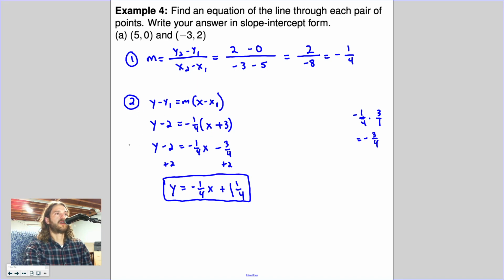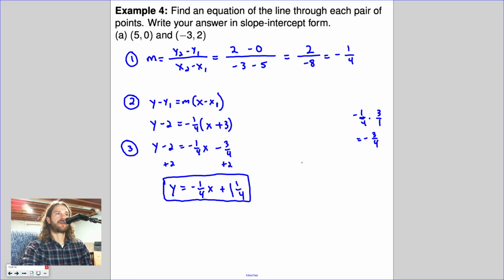So we put that in there, and then we kind of had to solve, which was step 3. So we plugged things in, then we had to solve and get y by itself. Now, you can get the exact same answer if you chose the other point. In fact, it's going to be maybe a little bit easier, you'll see.